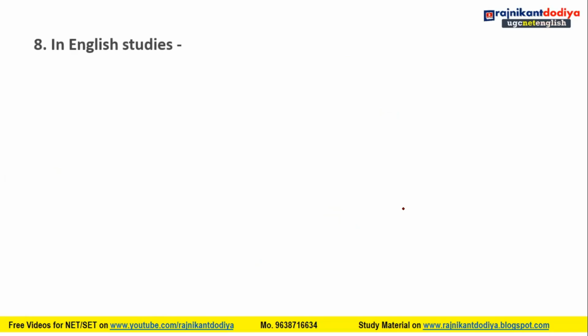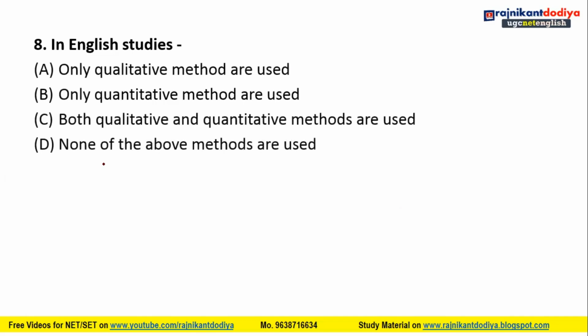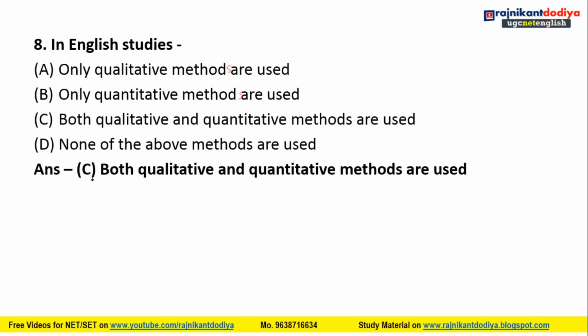Then in the question number 8, in English studies, these are the four options. In English studies, only qualitative methods are used, or only quantitative methods are used, or both qualitative and quantitative methods are used, or none of the above methods are used. So we have to identify which methods are used, or both the methods are used, or none of the methods are used. So the right option is, friends, right option is C.